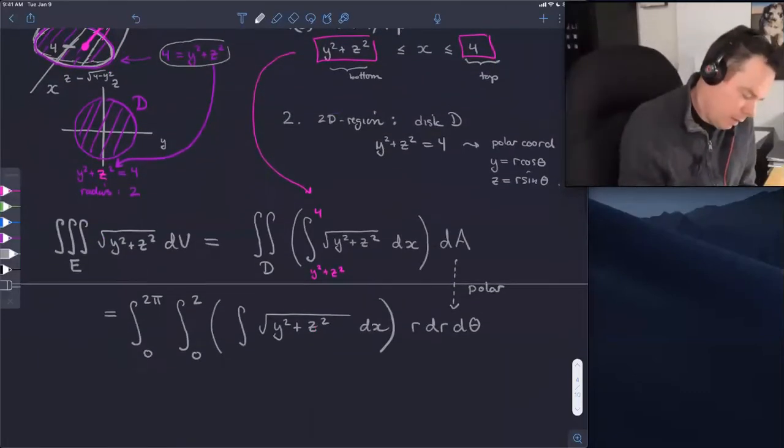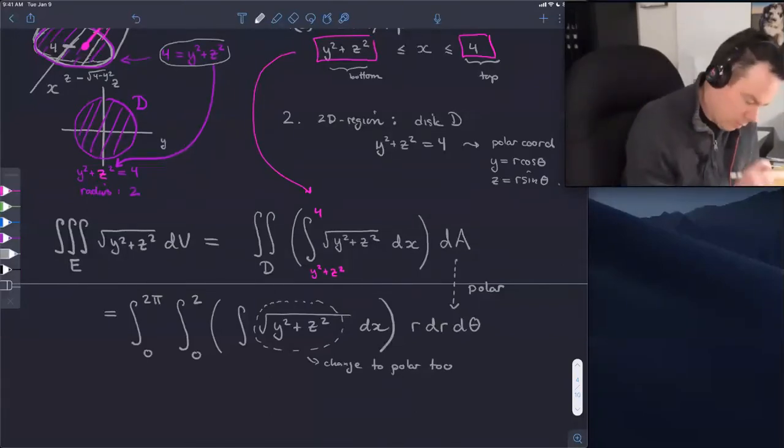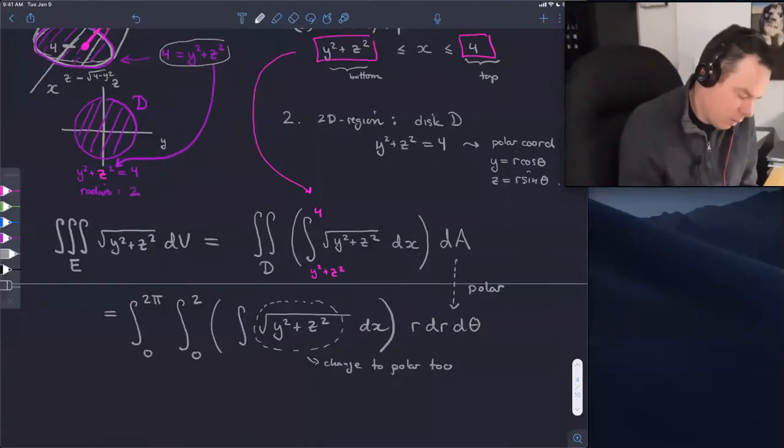And I'm not quite done yet, because when I do this change, I have to change this to polar as well. If I'm changing my x and y, or my y and z values into polar coordinates, then I've also got to make sure I do that for the integrand. So I'll fill in the upper and lower limits of integration, and then we're going to change that inner thing to polar too. I'm going to do that right in the spot here.